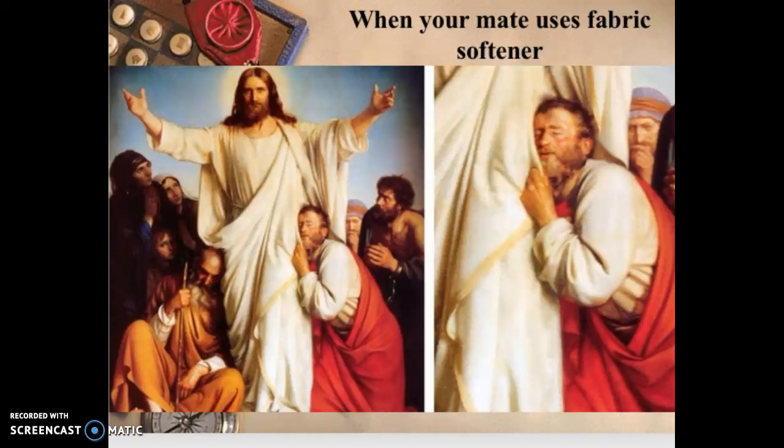Okay, so this is one of my favorites, when your mate uses fabric softener. If you haven't noticed, I'm just flipping through some pretty funny slides. These are old art reinterpreted, so this is good.